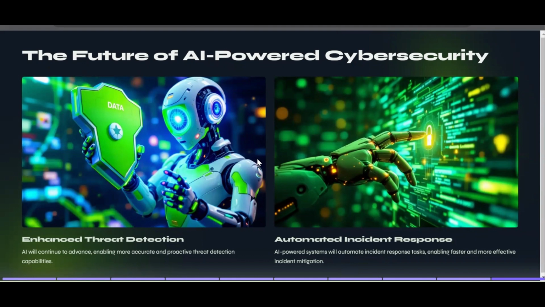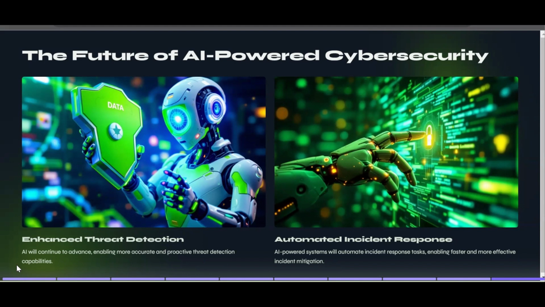So what is the future then? We talked about the challenges, we talked about the various systems, we talked about how we train it, we talked about the ethics, we talked about what the barriers are, right? So what do you see as the future of AI in cybersecurity? It's enhanced threat detection and automated incident response. These are a few important things we can see in the future of AI-powered cybersecurity.